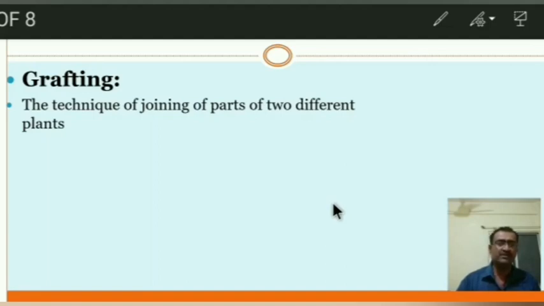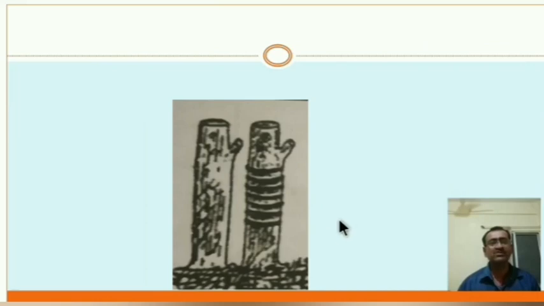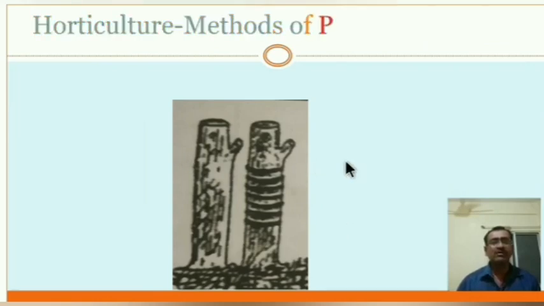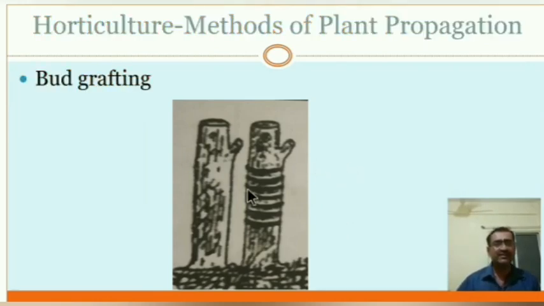But grafting is practiced in different dicot plants like mango, apple, pear, citrus, guava, rose, and rubber plant. Grafting may be of different types. Let us see the different types of grafting one by one, in which the first one is bud grafting. Let us see here the small bud is cut from the desired part, and that bud can be inserted into the stock.